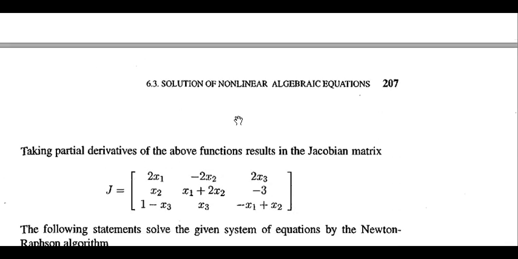Yes sir, 1 minus x3. Okay, 1 minus x3 is okay. What about the second term? Is it correct or not? Let's see. That satisfies, right? That is the Jacobian matrix for partial derivative consideration of the given set of nonlinear equations, right? So that will be the first step, the Jacobian matrix, okay?